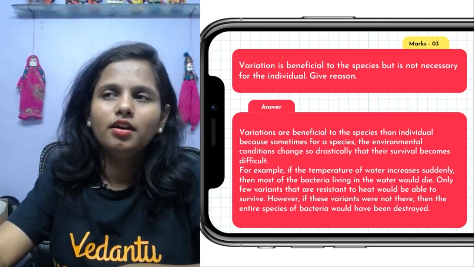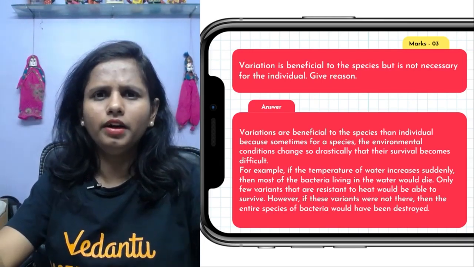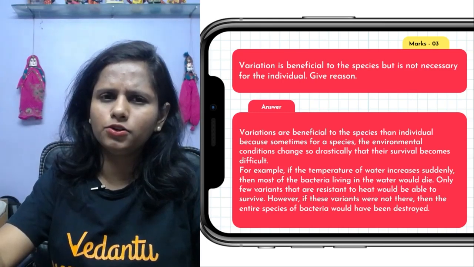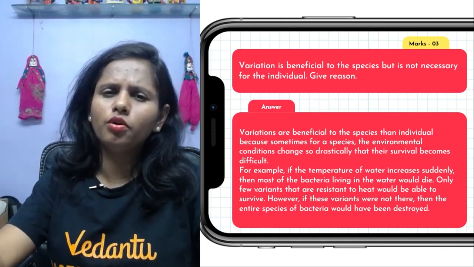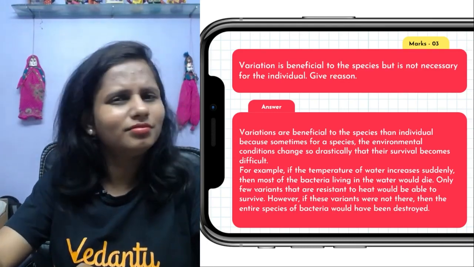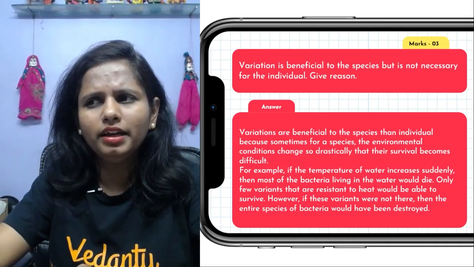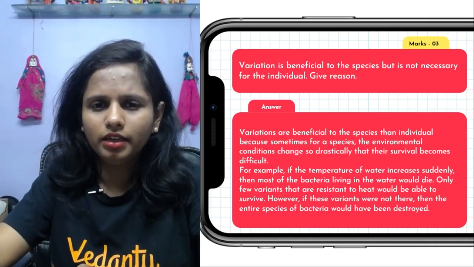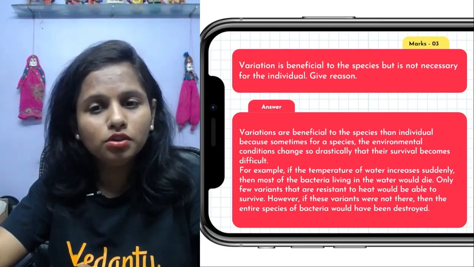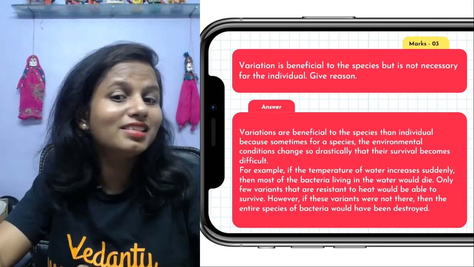But it will not be the case for an individual. For example, out of 100 bacteria, there is only one bacteria which has shown that kind of variation. And suppose throughout its entire life, there is no change in the water temperature. So this variation would be useless for it. So variations are useful for the species. It may or may not be useful for an individual, not necessarily.